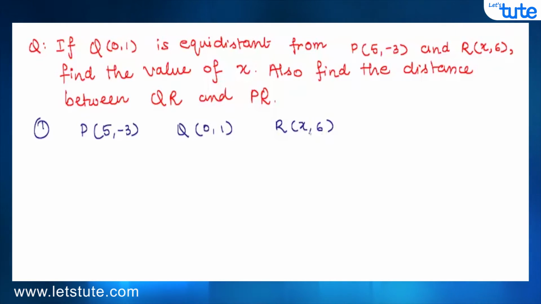And what we are given with the information is the distance between P and Q. Let us say this is D1, equal to the distance between Q and R, D2. So we are actually given the information that D1 is equal to D2. And with that condition, we need to find the value of this x. We don't know this value. We have to find that.